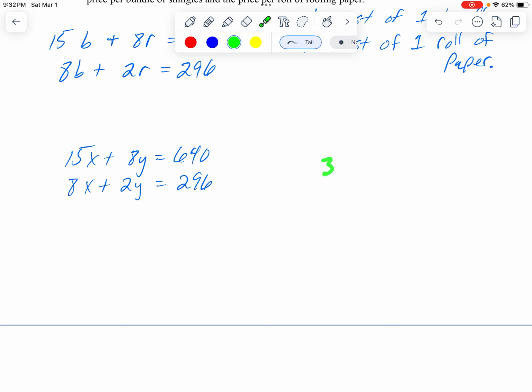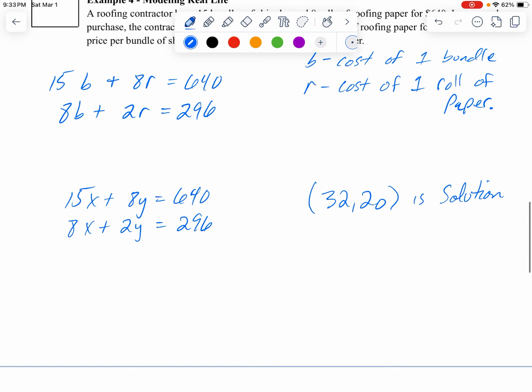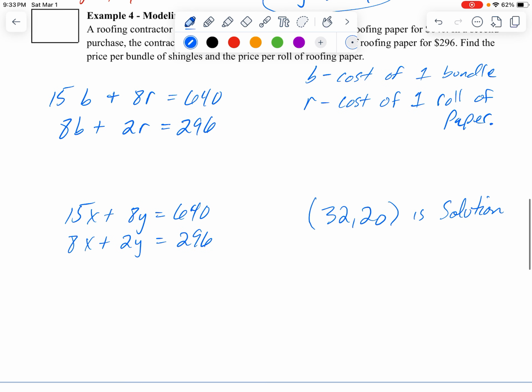So 32, 20 is the solution to the system, meaning that we'll make both true, and that's what allows us to figure out this price. So that means that a bundle is equal to $32. A bundle costs $32 and a roll costs $20.